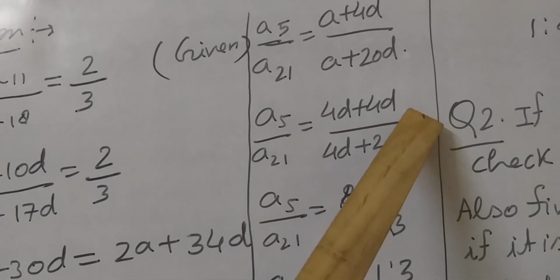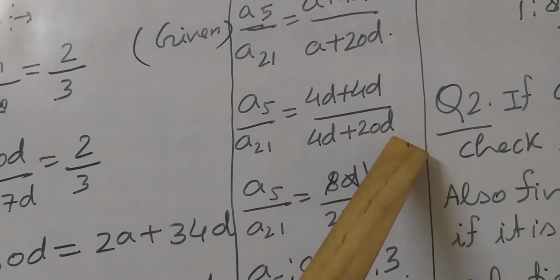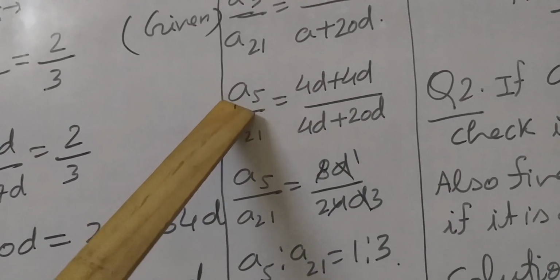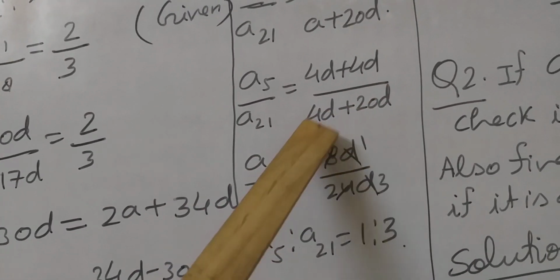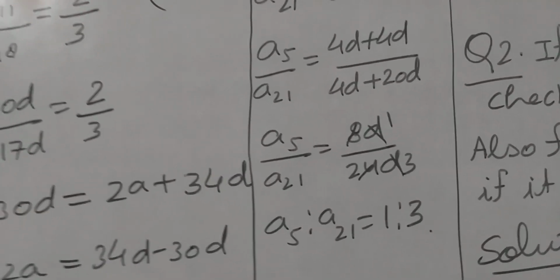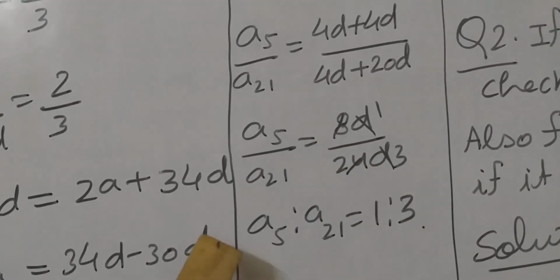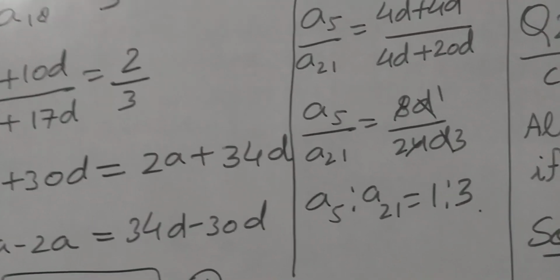So A5 upon A21 equals 4D plus 4D upon 4D plus 20D. So A5 upon A21 equals 8D upon 24D. D, D cancel, 8 3s are 24. So A5 is to A21 equals 1 is to 3.